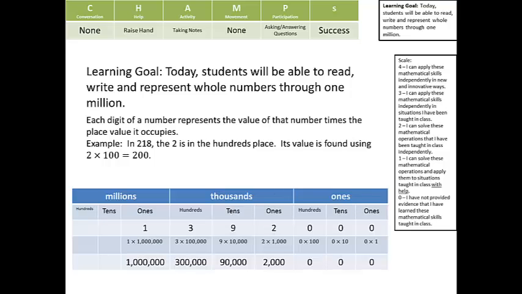Here's a place value chart. This one goes up through the 100 millions place. So we can see here in the ones place that we have three place values, the ones, the tens, and the hundreds. Then we move up to the thousands place, and we have the same three place values, the ones, the tens, and the hundreds. So that would be the thousands, the 10,000s, and the 100,000s.